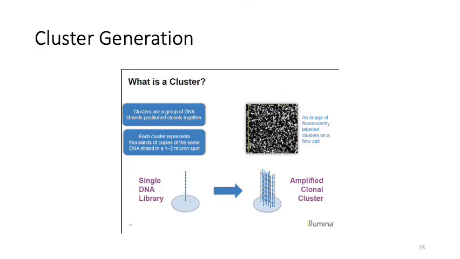The single-stranded library hybridizes to the flow cell via the P5 and P7 sequences on the adapter. The individual strands of hybridized DNA are amplified into clusters by a process known as bridge amplification. Each cluster represents thousands of copies of the same DNA strand in a 1 to 2 micrometer spot.